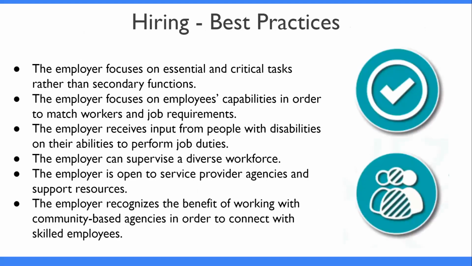So just a quick review of some best hiring practices before we move on to accommodations. So the employer will focus on essential and critical tasks rather than secondary functions. The employer focuses on the employee's capabilities in order to match workers and job requirements. So if you have someone who can do 9 out of 10 things that are essential for the job and you think they're a really good match, but there's one thing that they can't do or they need an accommodation to do, can you make that accommodation for them, or can you just give that one task maybe to someone else or have someone support them with that one task when they require?